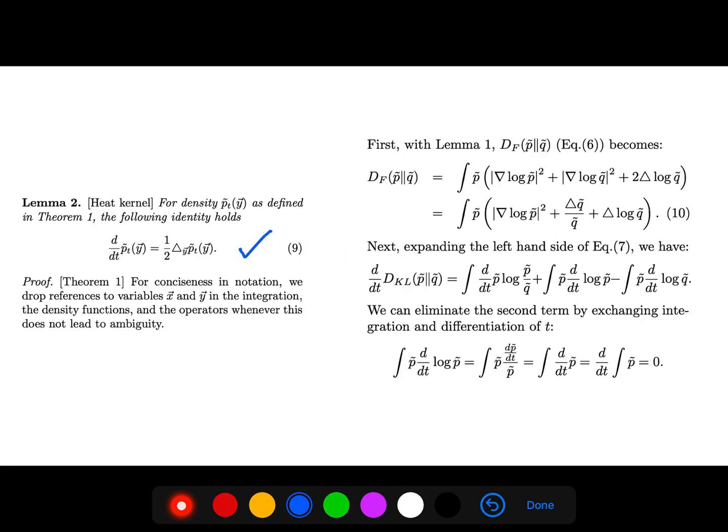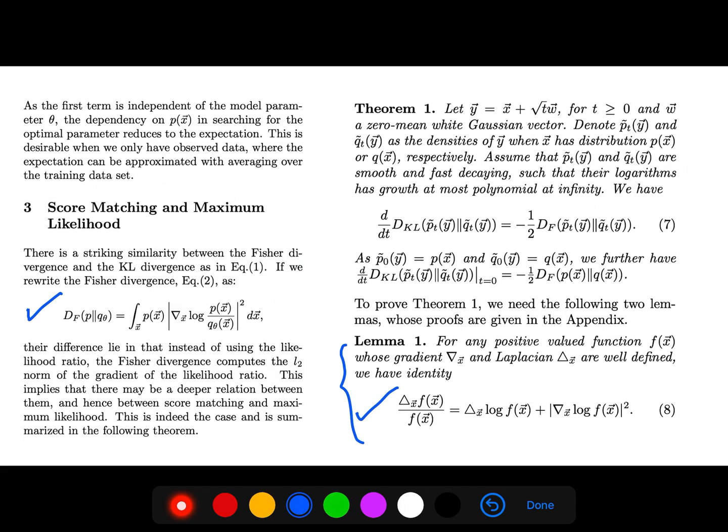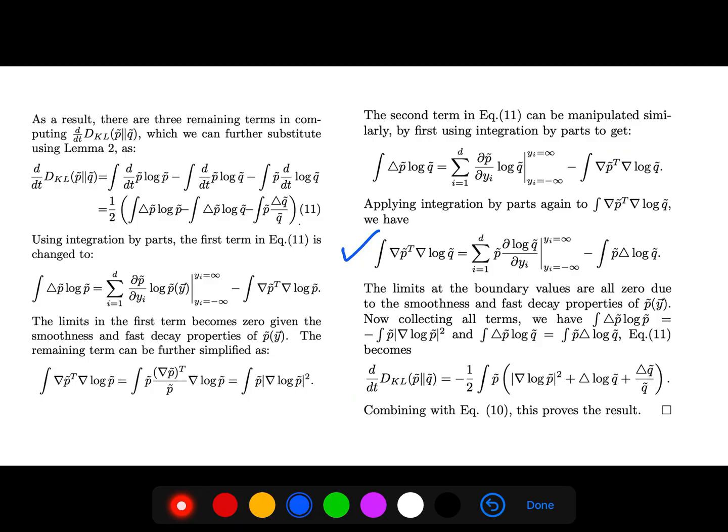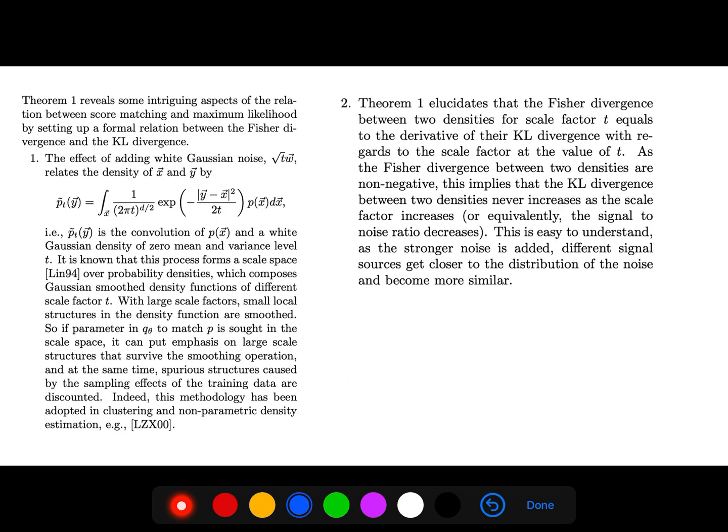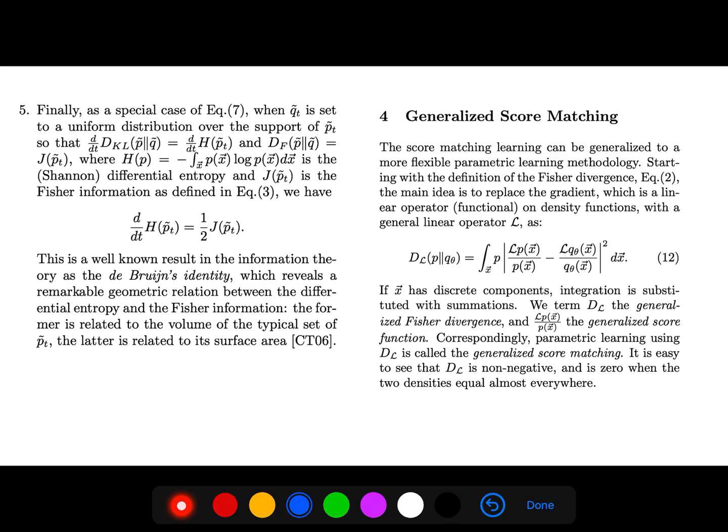So Theorem 1 relates the derivative d by dt of the KL divergence to the Fisher divergence. You relate KL divergence to Fisher divergence. It reveals some intriguing aspects of the relation between score matching and maximum likelihood by setting up a formal relation between Fisher divergence and KL divergence. So this is the outline of this paper, and this is very interesting.